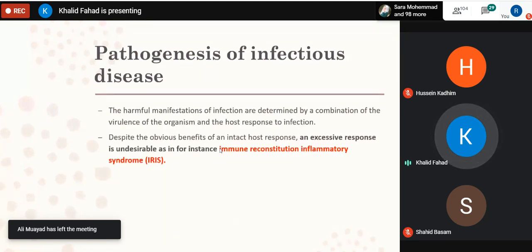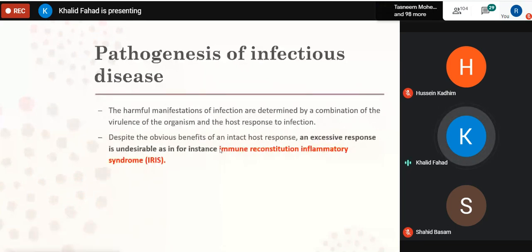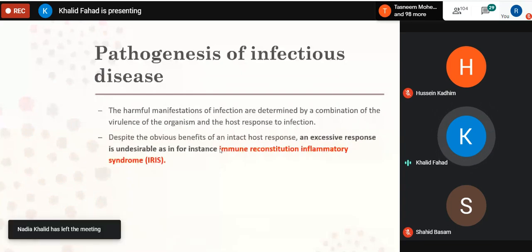Next is the pathogenesis of infections, how the disease will occur in humans. When the organism or pathogen invades the host, there are certain manifestations. The harmful manifestations of infections are determined by a combination of the virulence of the organism and the host response to infection. So a highly virulent organism and a more robust host response will cause severe manifestations. Any break in this balance will modify the picture of the disease.